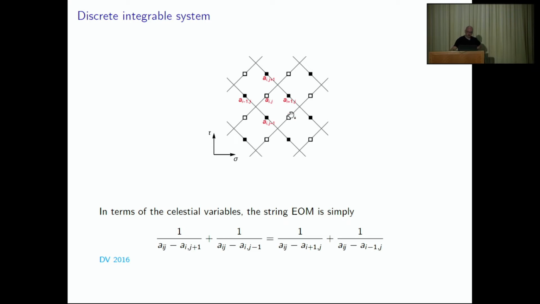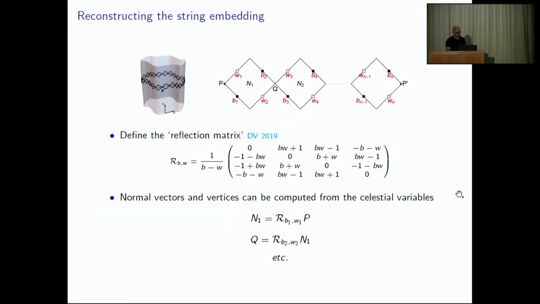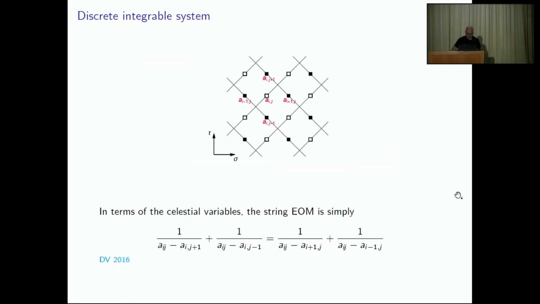Okay, so here is the worldsheet again with lots of patches. And I put here these white and black boxes so that you can see that they form a square lattice. Okay, and when you compute the equation of motion for the celestial variables, this is what you get. It's a known integrable model. It's a nonlinear model, so not entirely trivial.